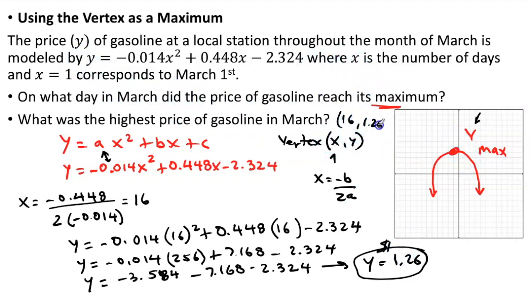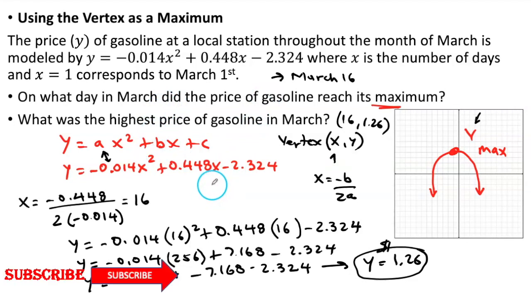Let's put the 1.26 here. 16. How do we count this? They're saying x equals 1 corresponds to March 1st. Therefore, 16 means March 16. Okay? We got to read the problem and understand which one is the x, which one is the y. Alright, let's do our last one.